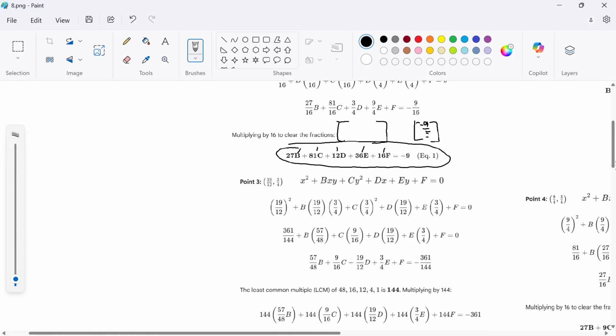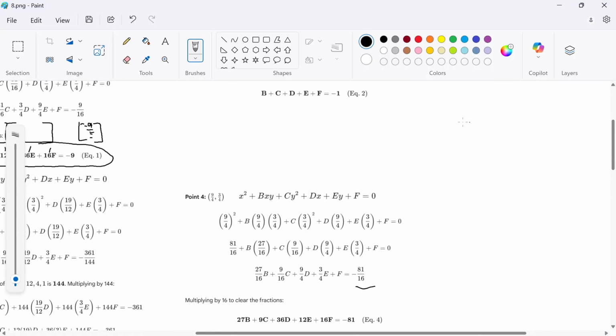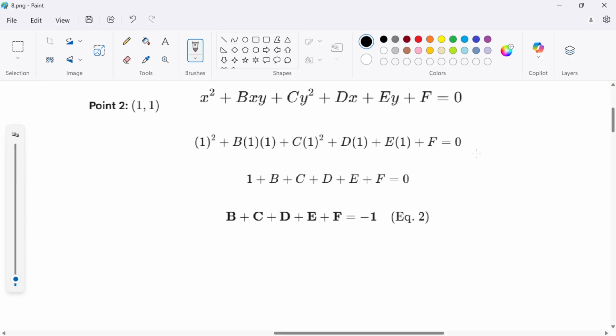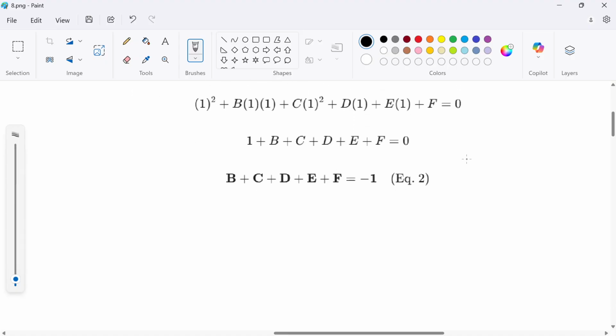For 2, I use the point 1, 1. Well, this one comes out very nice and easy. 1 squared is 1, plus 1b, plus 1c, plus 1d, plus 1e, plus 1f is 0. I subtract the 1 from both sides, and it's b plus c plus d plus e plus f equals -1. So in the matrix, I'm going to enter 1, 1, 1, 1, 1, and then in the 1 by 5, -1.